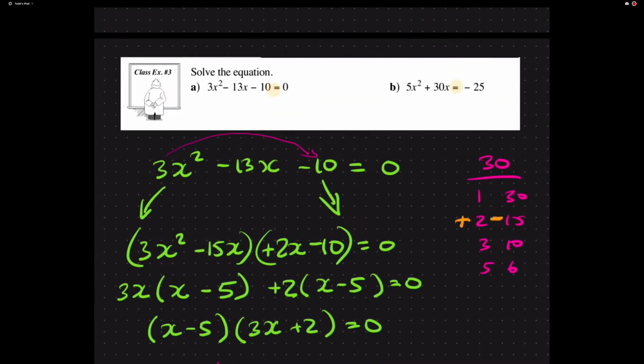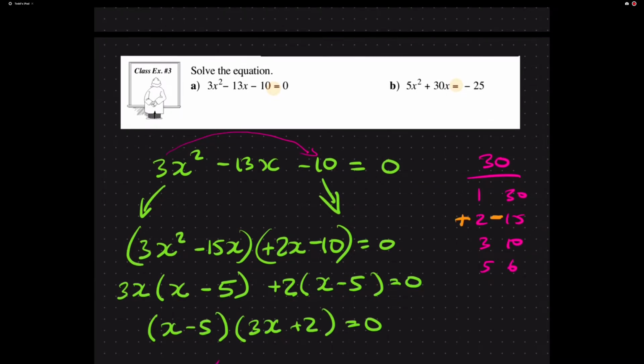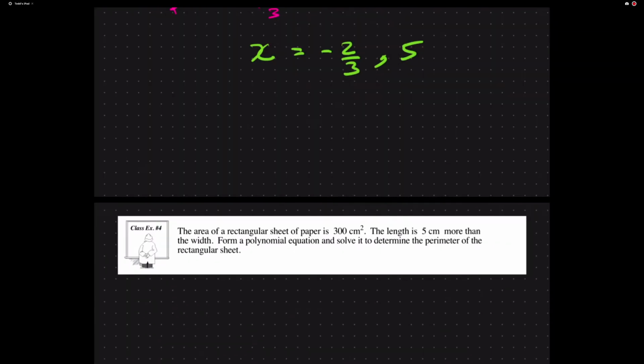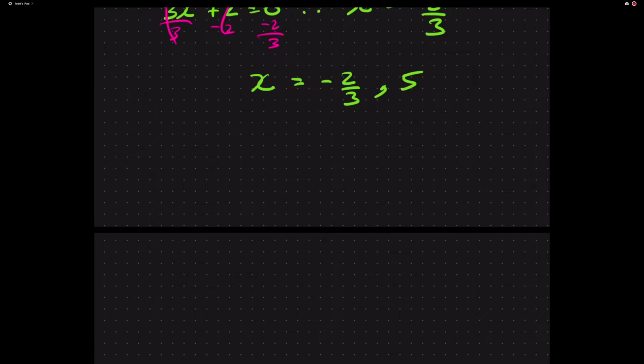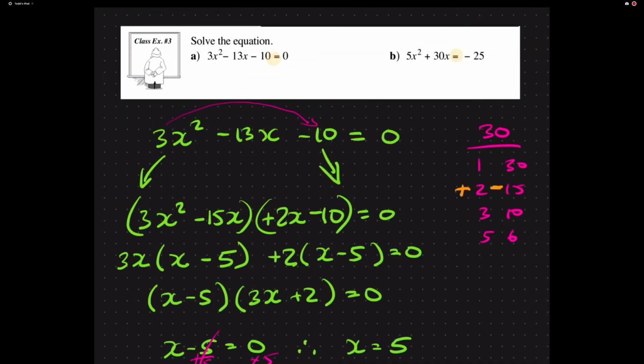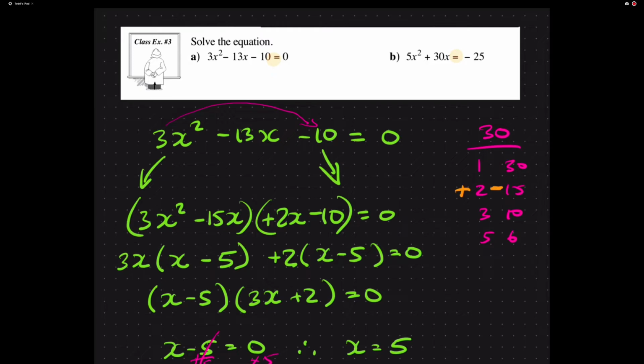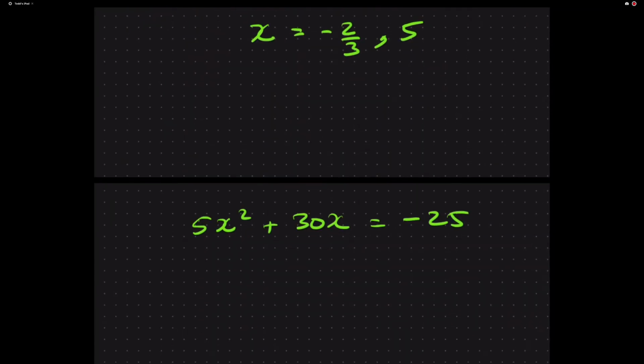Okay, the second example, 5x squared plus 30x. I may need to add another page in here. So we got 5x squared plus 30x equals negative 25, I believe. So this one's different in the sense that every example I've done to this point said it was equal to 0.